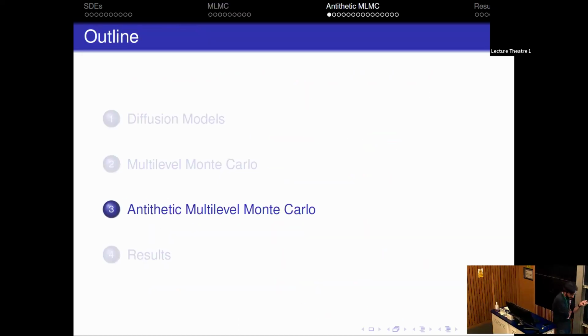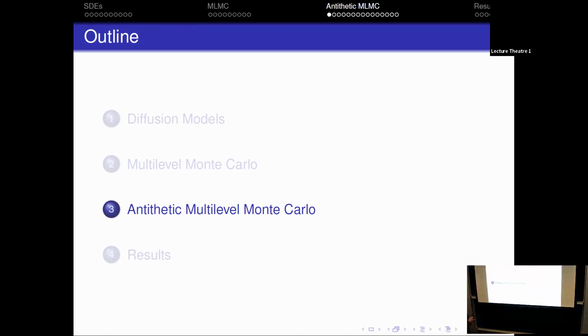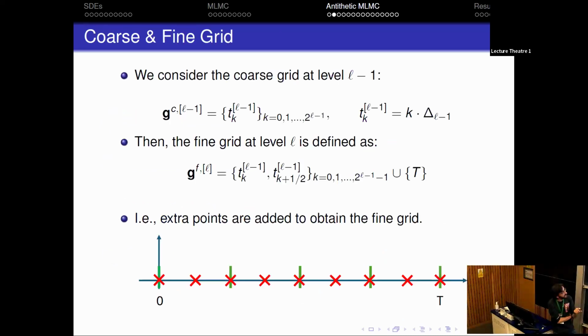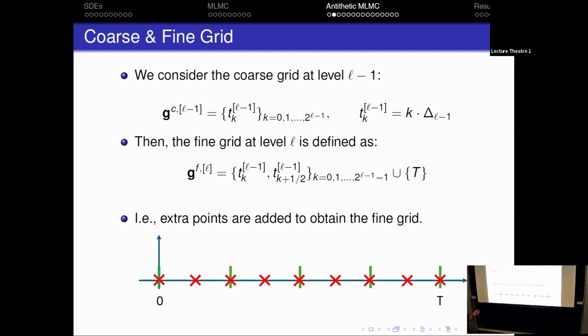Let's see now where this antithetic trick kicks in. It's very simple: black lines and crosses, nothing more than this. There is the coarse level with the green lines. There is the fine level that just adds a point in the middle. Nothing more than this. That's the grid. I'm just introducing some notation here. That's the grid for the coarse level.